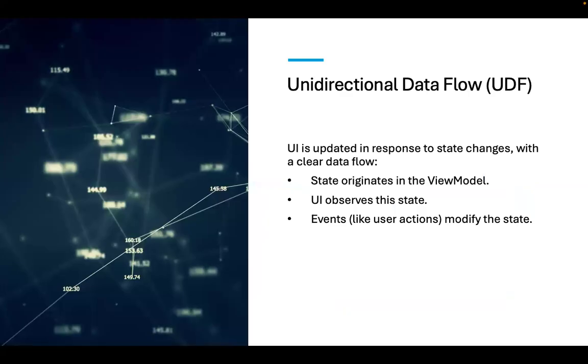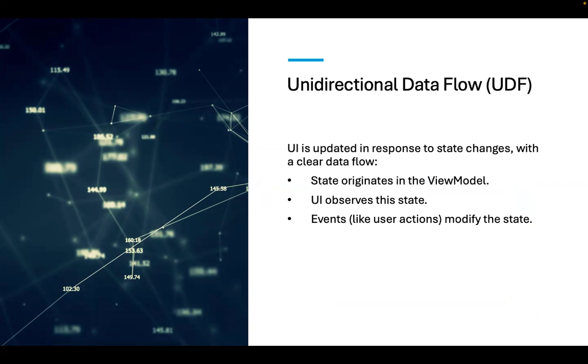Next is the unidirectional workflow, which means the data flow is unidirectional, in a single direction. So the UI is updated in response to state changes. It gives a clear data flow: the state originates in the view model, so that the UI observes the state. Once the data is updated, the UI observes that particular state and updates, and the events flow back.